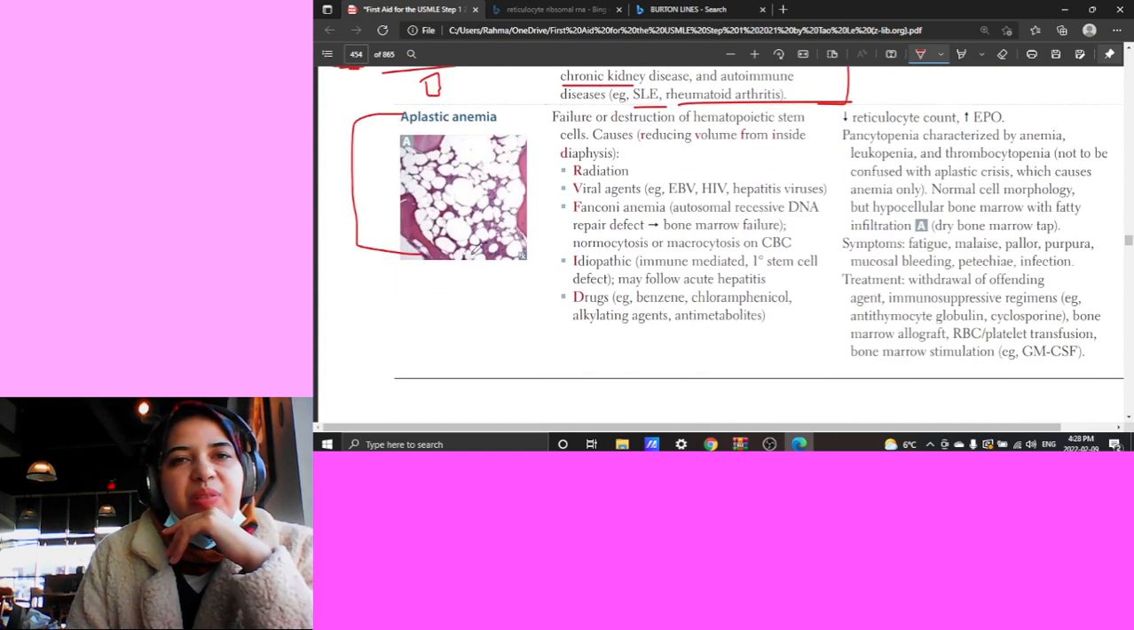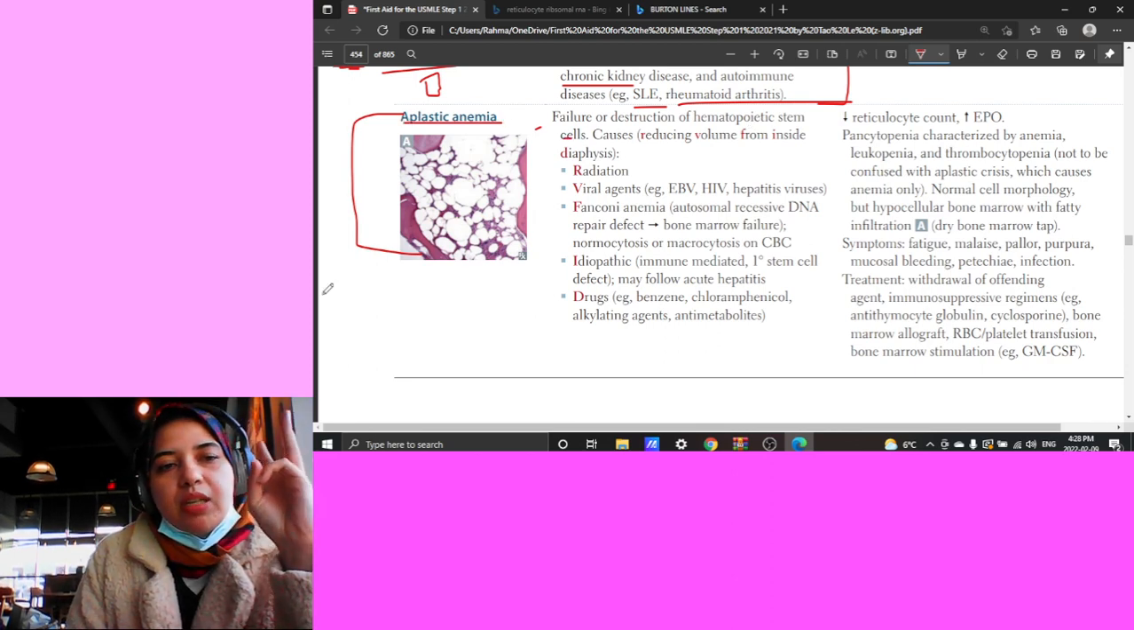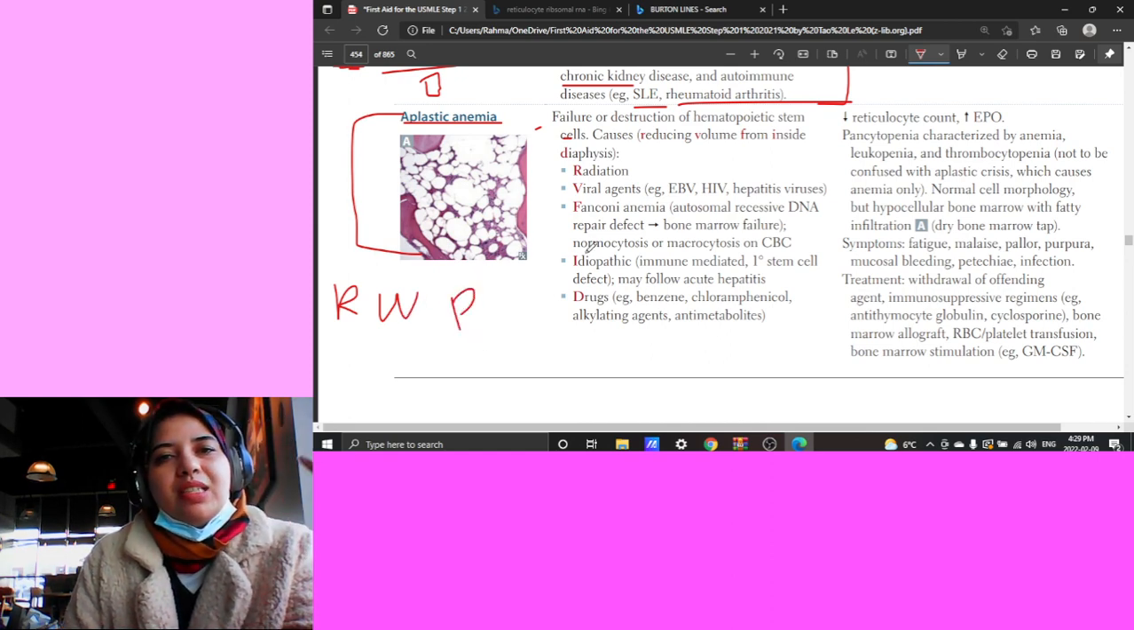Next is your aplastic anemia. Aplastic anemia is very easy to understand. This is failure or destruction of hematopoietic cells. In aplastic anemia, we're dealing with three cell types. You have RBCs that are decreased, you have your white blood cells that are decreased, and you have your platelets that are decreased. What are the reasons for this to happen?